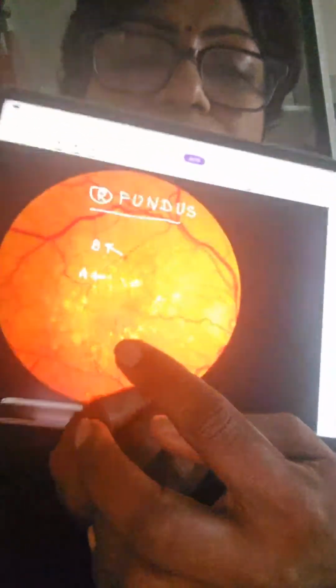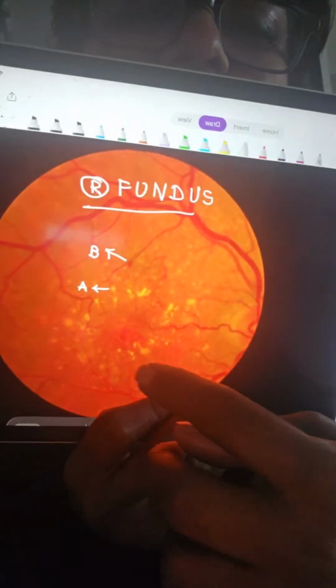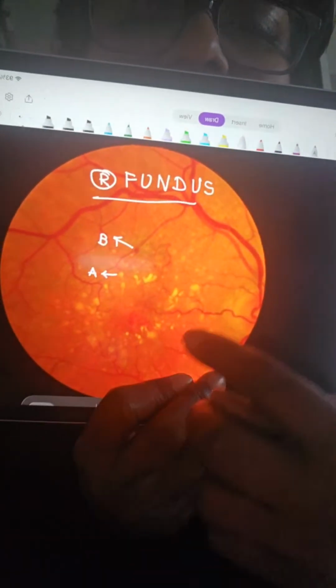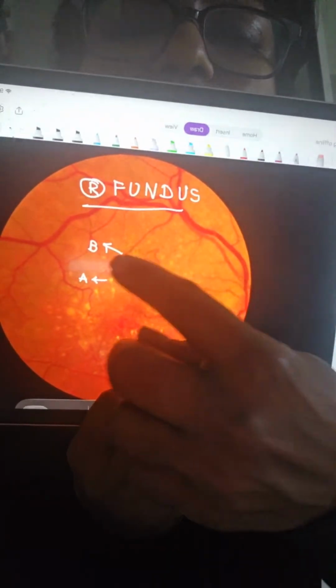Yes, usually seen because of hypertension. Can also be seen in diabetics. So it's nothing special. It's just hard exudates arranged in the form of a circle. Do you see the circular arrangement of the hard exudates?